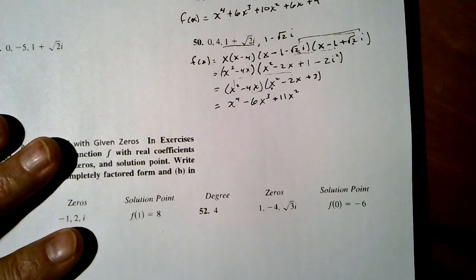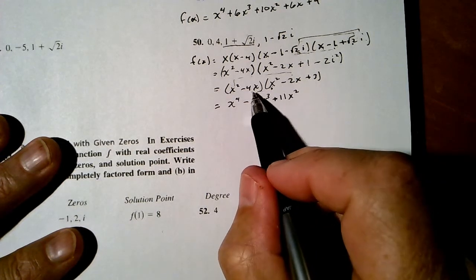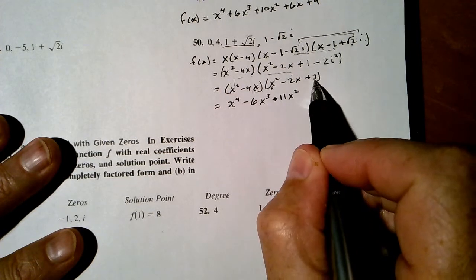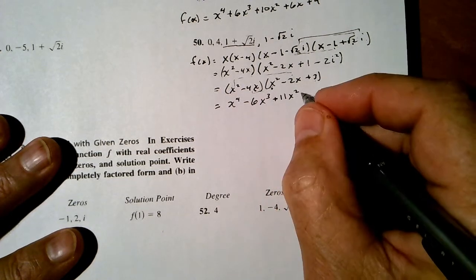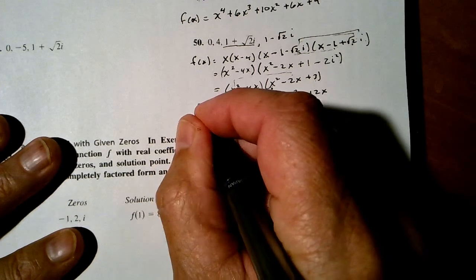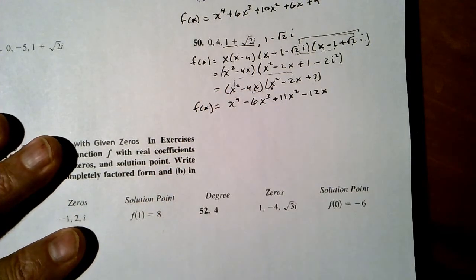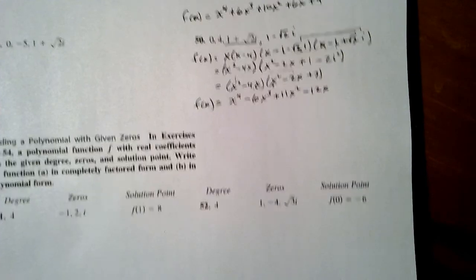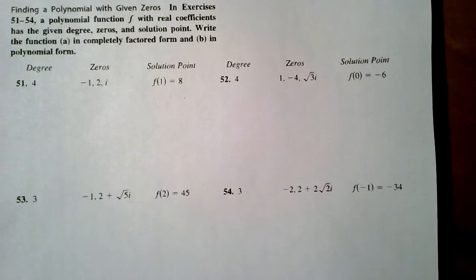Next, how about plain old x's? The only place I can get plain old x's looks to be here. Minus 4x, negative 4x times 3, negative 12x, or minus 12x. Okay, and there we have it. And we're going to do something very similar, but take it just a little bit further here.